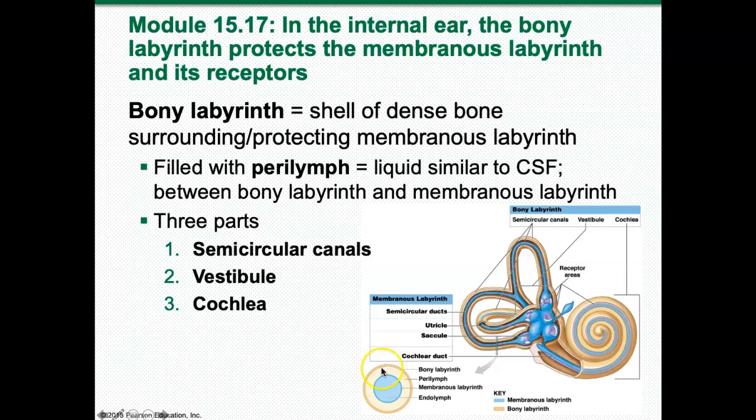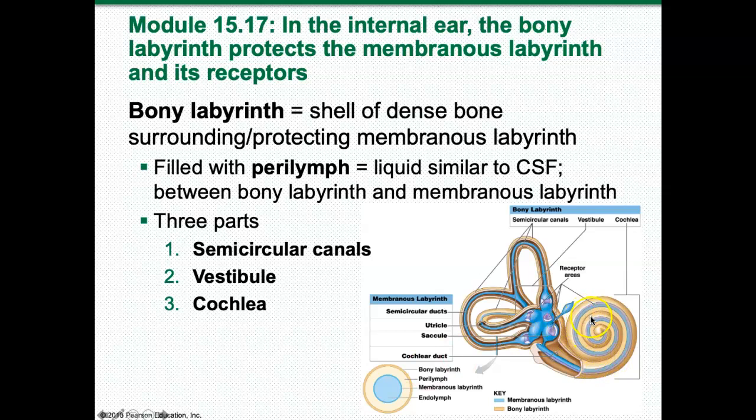So this circular diagram right here shows you what's going on. Here's the outermost bony labyrinth, and inside is the membranous labyrinth. There's fluid between the bony and the membranous labyrinth, and there's fluid inside the membranous labyrinth. The innermost fluid is called the endolymph. Endo is inside, and the perilymph is outside that.